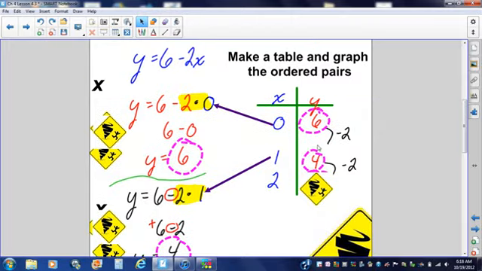I see that my pattern over here underneath the range is going down by 2. 6 minus 2 is 4. 4 minus 2 is going to give me 2. Now I will graph the ordered pairs.